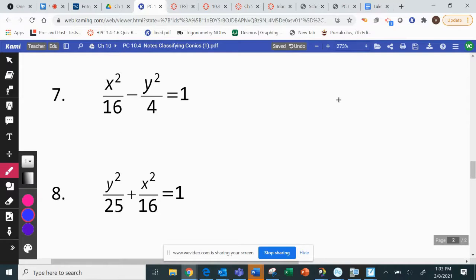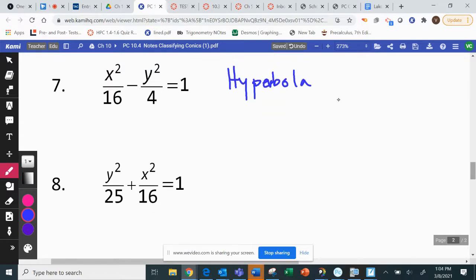Okay, a different volunteer for number 7. Or I'll just pick you. Nobody volunteers. Megan. So this one, hyperbola, this one is in the format that we're used to. Yay. Number 8. Barry? This one is an ellipse. Good.